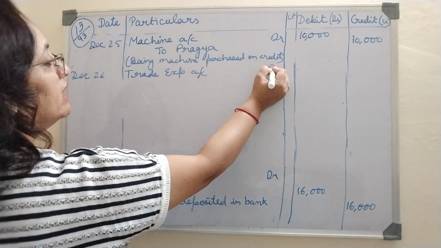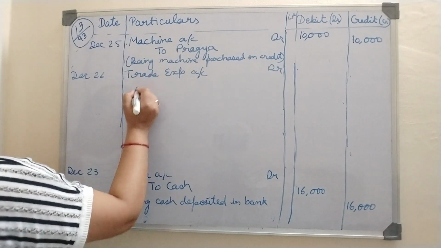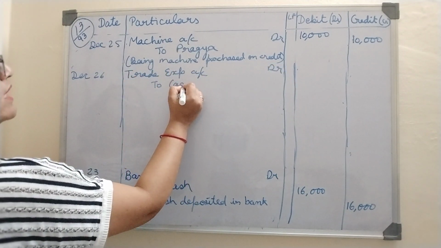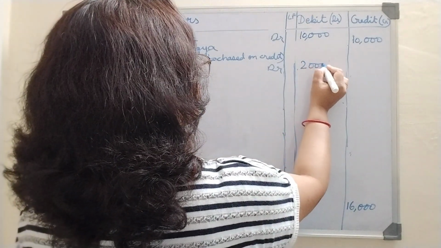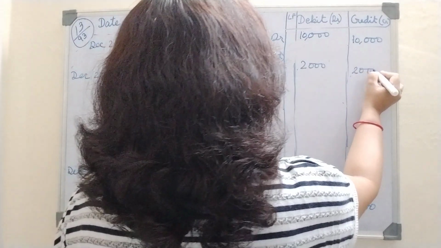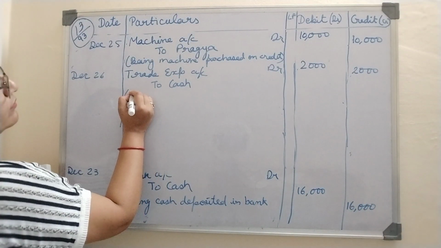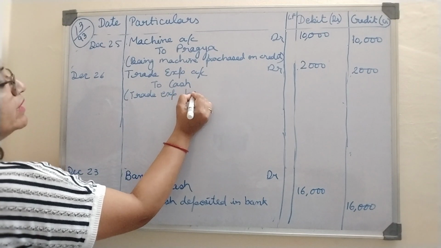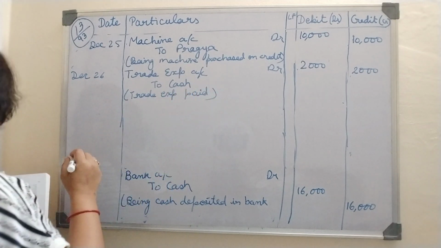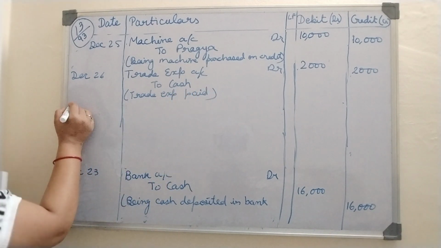Means we have paid trade expenses, right? Trade expenses to cash. It is for 2,000. You can simply write trade expenses paid. Now next is December 28.